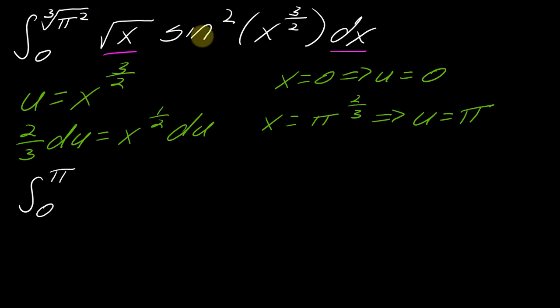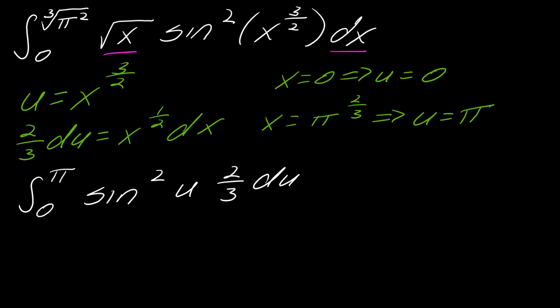Then this square root of x and the dx, that's going to be my du, and then I can just sub my u right here. So this will be sine squared u, and then x to the 1/2 and dx are going to be equal to 2/3 du. Oops, sorry, this should say dx, not du. Sorry. I think my coffee hasn't quite kicked in yet. Okay, so this is going to be this times 2/3 du.